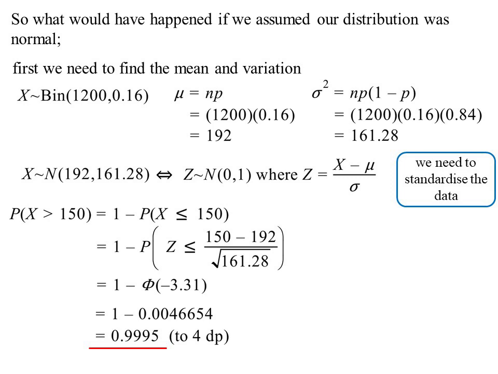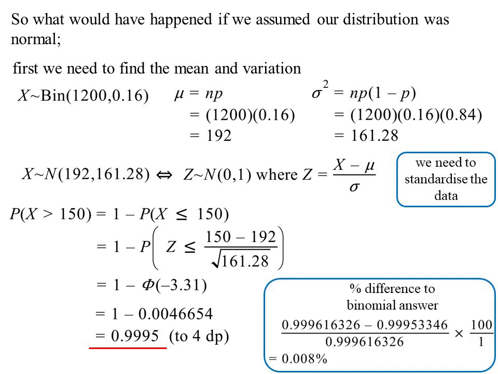We've got 0.9995 by assuming it was normal rather than binomial. How big a difference? Well, it's out by 0.008%. That's a pretty good estimate right there. And it's a heck of a lot quicker to work out than all of those individual pieces of data.